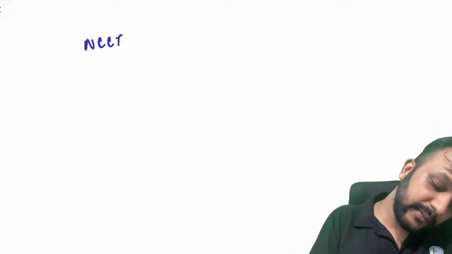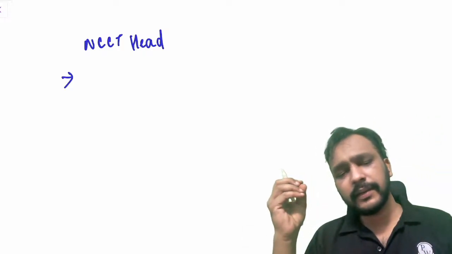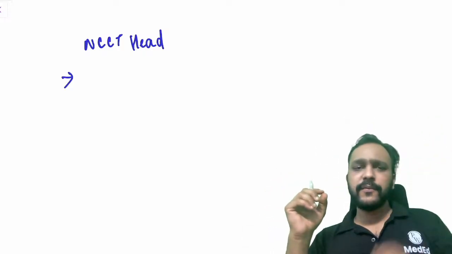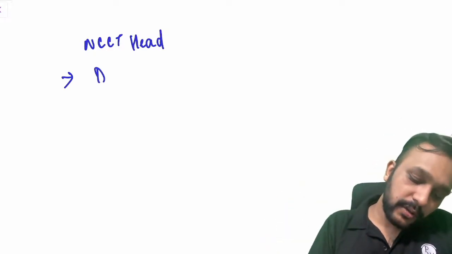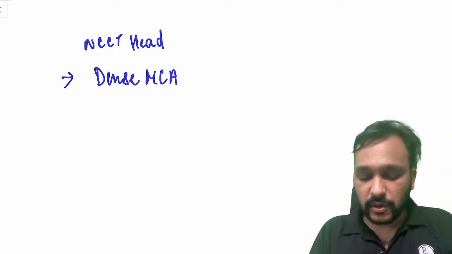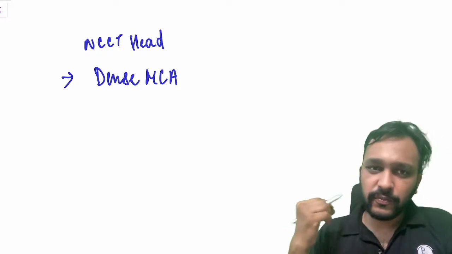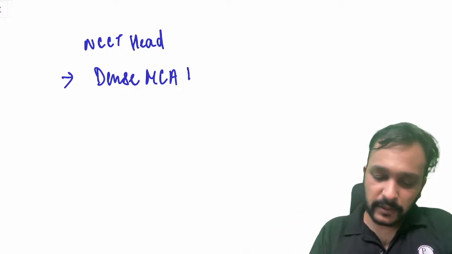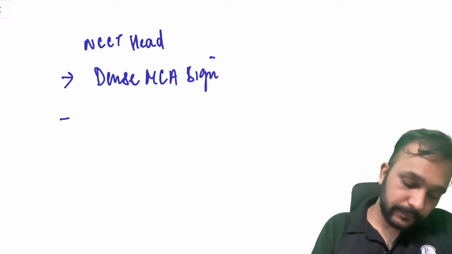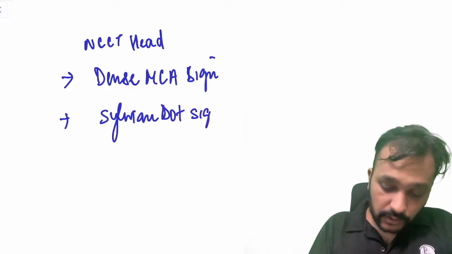right? So we should know important imaging findings of acute infarct on NCCT head. So what happens whenever there is an acute thrombus within any middle cerebral artery? Okay, that is going to appear bright. So there are various signs based on the vessel that is getting thrombosed. If the M2 segment of middle cerebral artery is getting thrombosed, it is your dense MCA sign. If the M3 segment is getting involved, that gives a sign that is known as Sylvian dot sign.